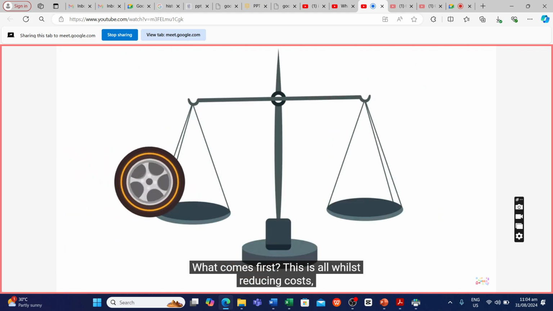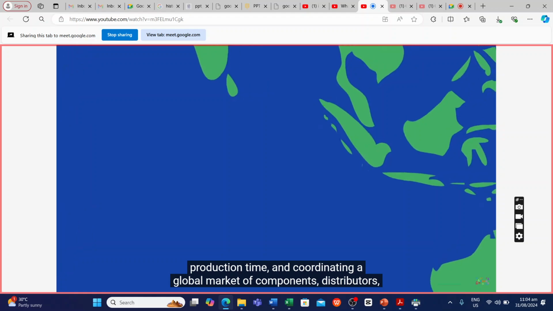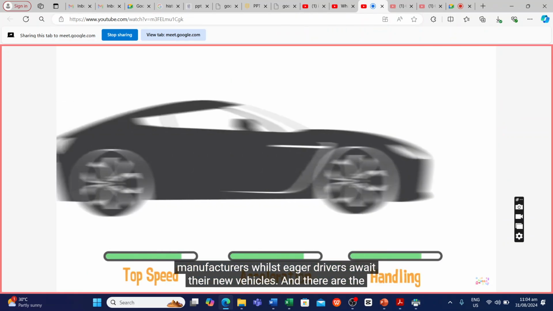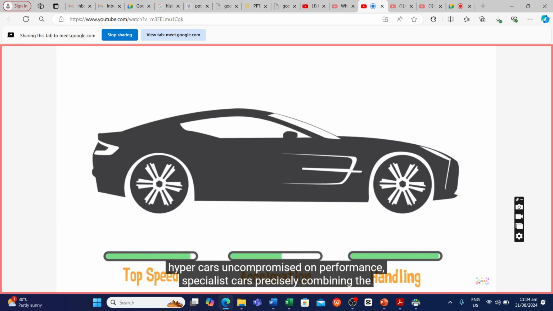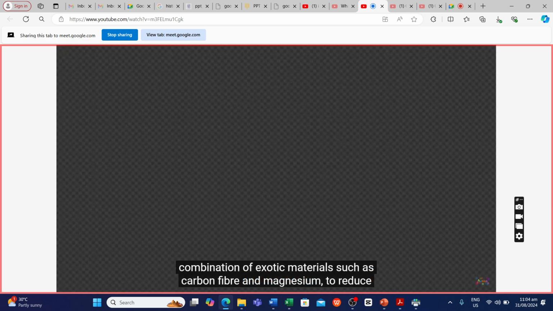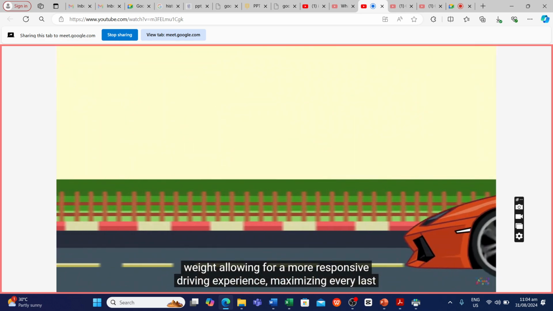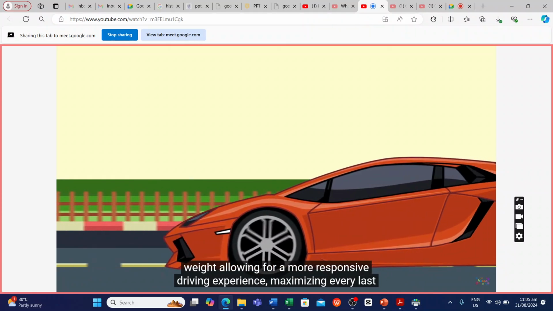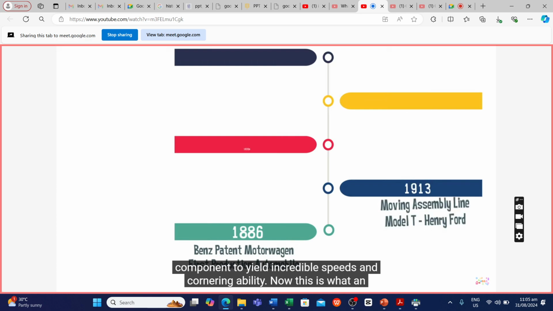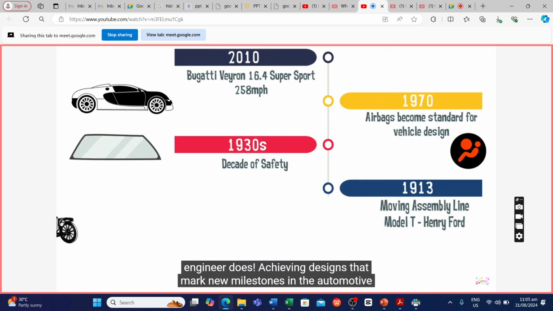What comes first? This is all whilst reducing costs, production time, and coordinating a global market of components, distributors, manufacturers, whilst eager drivers await their new vehicles. And there are the hypercars, uncompromised on performance, specialist cars, precisely combining exotic materials, such as carbon fiber and magnesium, to reduce weight, allowing for a more responsive driving experience, maximizing every last component to yield incredible speeds and cornering ability.